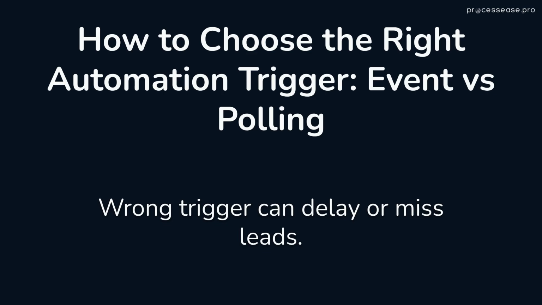Imagine capturing new leads, but you chose the wrong trigger. Now half your leads arrive late, or don't arrive at all. This disrupts sales flow, wastes operations time, and costs money. By the end of this video, you'll know exactly when to use event or polling, so your automations run reliably and efficiently.